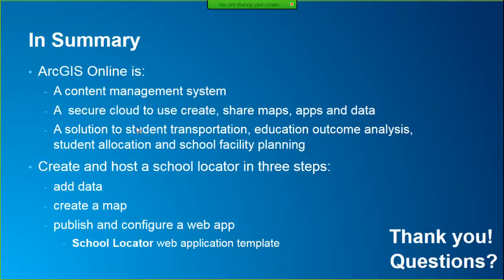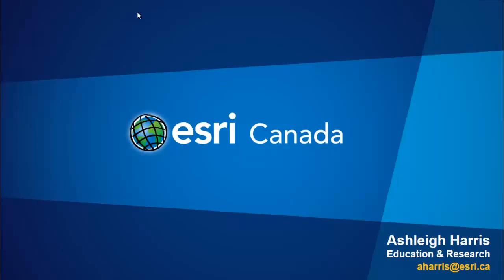So ArcGIS Online is a content management system. It is a secure cloud that you can use to create and share your maps, your data, your apps, and it's a solution that's appropriate to student transportation, education outcome analysis, student allocation, and school facility planning. In my demonstration, I showed you how to add data in multiple different ways, create a map, and then embed that map in a website or publish and configure a web app. And lastly, I showed you how to use that school locator web application template to create a more customized user experience.